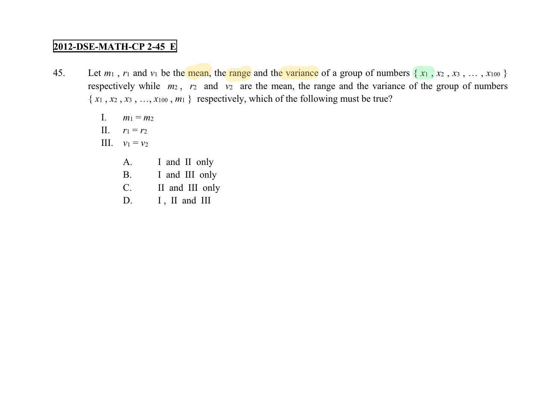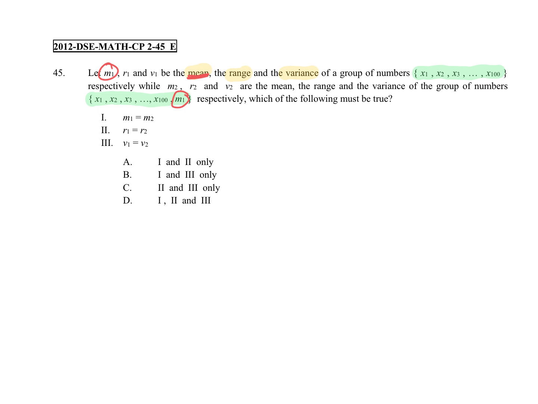Here we have x1 and so on. The original group of numbers is 100 numbers. M1 is the original mean. That means we try to insert a datum equivalent to the original mean into the data set.